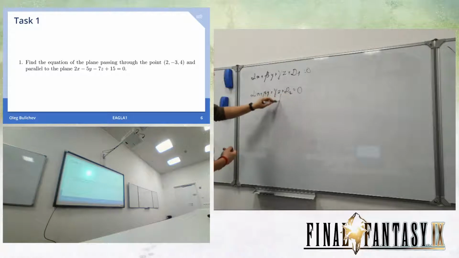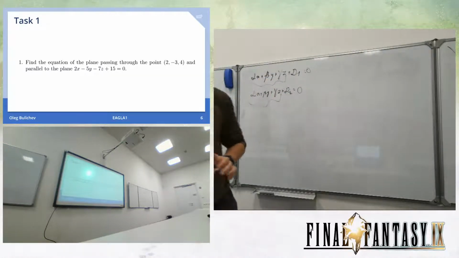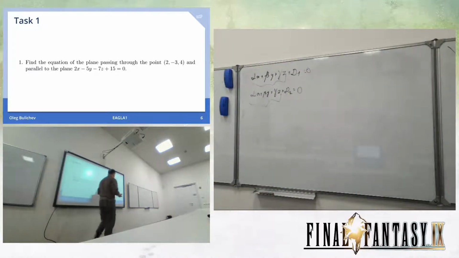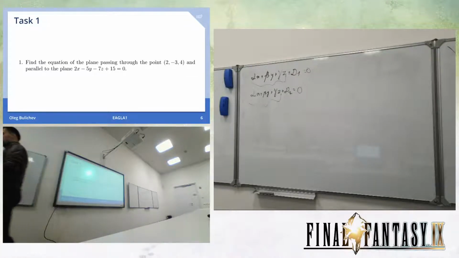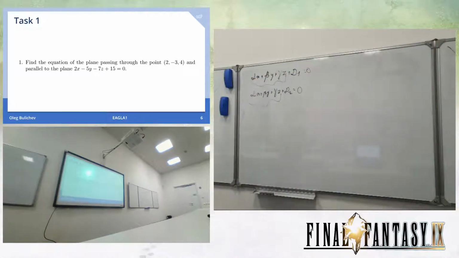So they will have the same part there. And to apply to the point, now you need to think how to use it. Just substitute in the equation and find d. Okay, you find D. What else? So you find it.